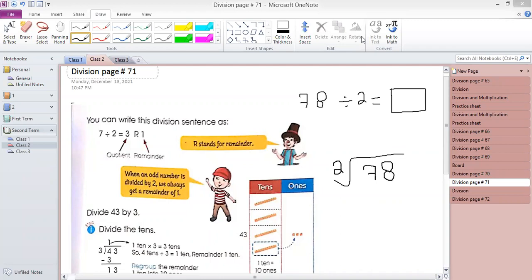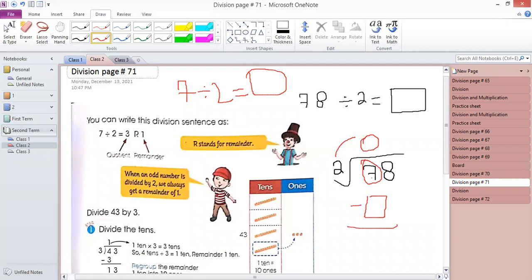78 divided by 2. How will you do the division? This is very easy. First, you will divide 7 by 2. 7 by 2 equals what? You will write it here. Then you will multiply this with this, and you will write the number here. Then you will subtract this number from this number, and there must be some remainder. With the remainder, you will regroup this 8, and again this whole number you will now divide by 2. In this way, you have to solve it.